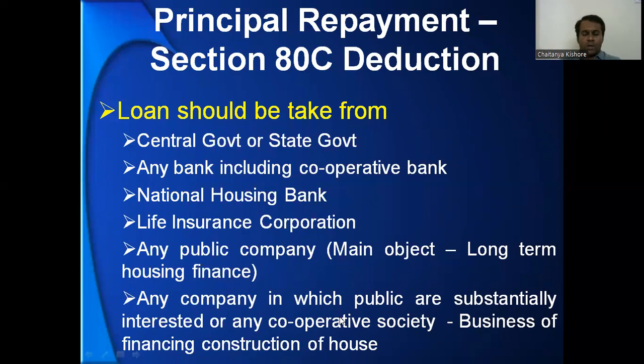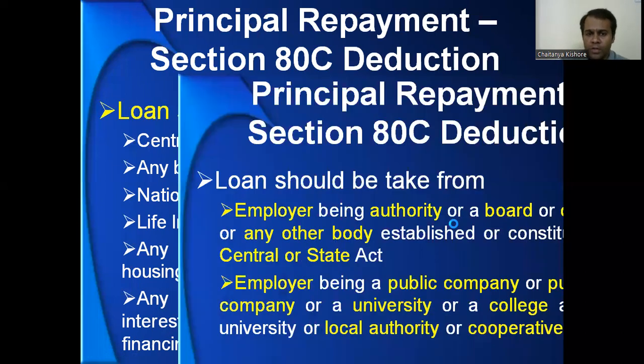Number one, central government or state government, any bank, including cooperative bank, National Housing Bank, Life Insurance Corporation. You can take a loan from any public company whose main object should be long-term housing finance, and any company in which the public has substantial interest, or any cooperative society. But the main object should be financing of construction of houses.